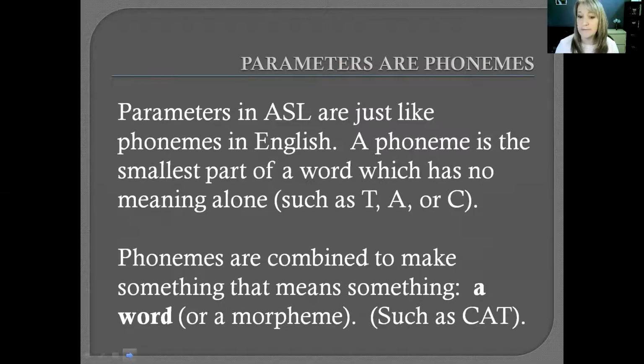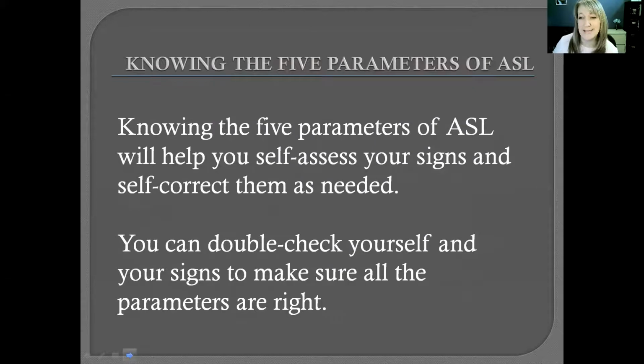Parameters in ASL are just like phonemes in English. A phoneme is the smallest part of a word, which has no meaning by itself, like a T or an A or a C. Then you combine the phonemes in English and in a lot of other spoken languages to make something that means something, which is a word or a morpheme. So if you take the little parts, all the phonemes like the C, A, and the T, and then you combine them in a certain way that means something, you've made a word like cat. So that's how it works in English. It's similar in ASL. You take little parts to make a sign that means something.